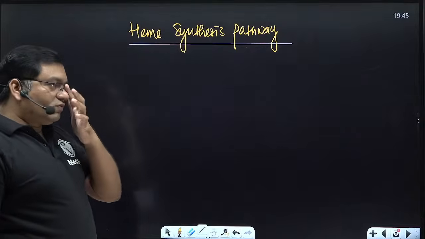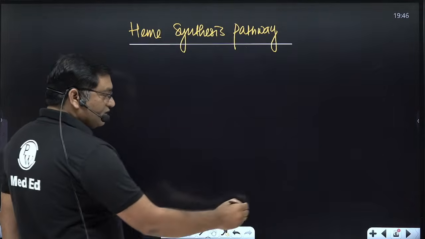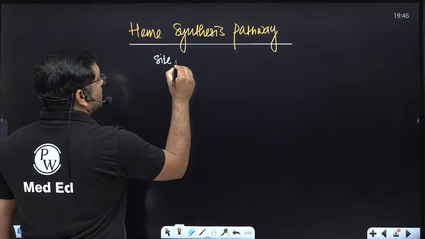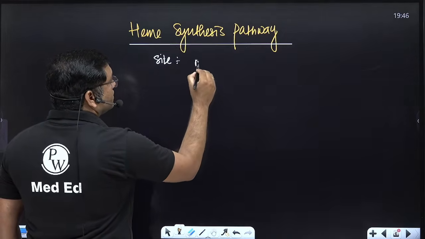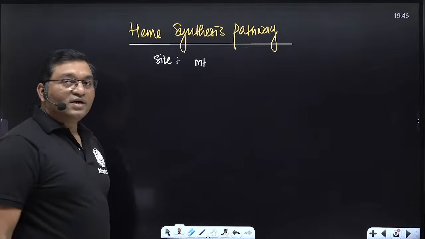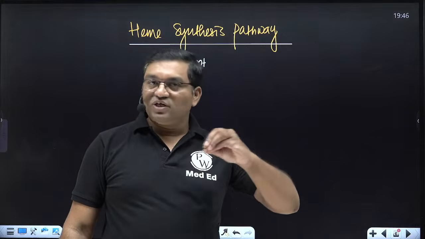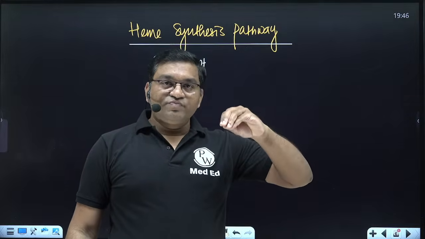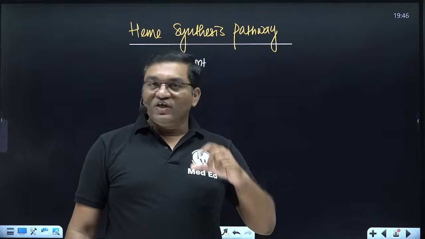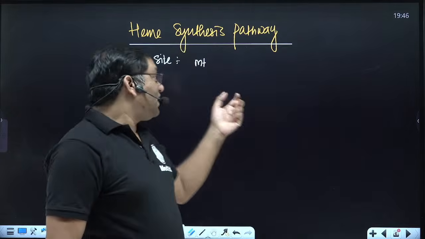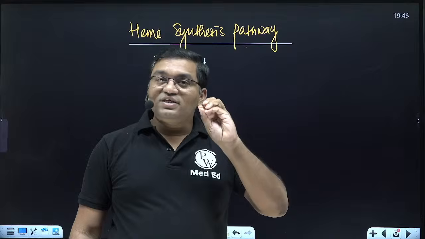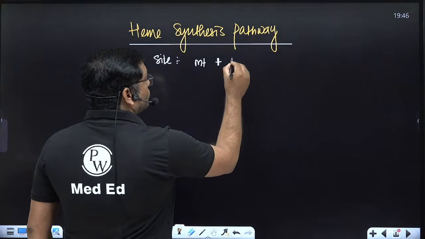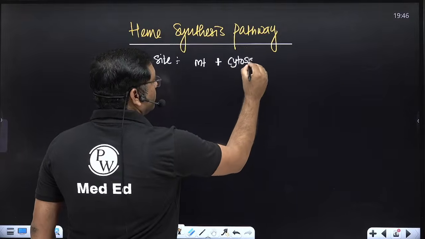Now, what is the site for heme synthesis? The first reaction occurs in the mitochondria, and the last 3 steps, where the oxidases act: coproporphyrinogen oxidase, protoporphyrinogen oxidase, and ferrochelatase. These last three steps and the ALA synthase first step occur in the mitochondria. The rest of the steps occur in the cytosol. So it is mitochondria plus cytosol.